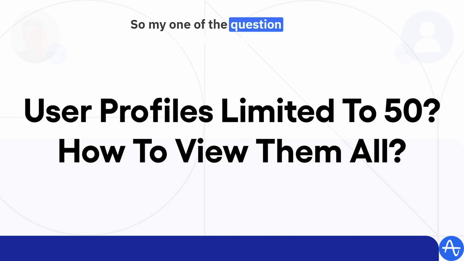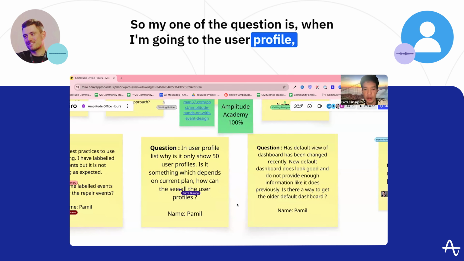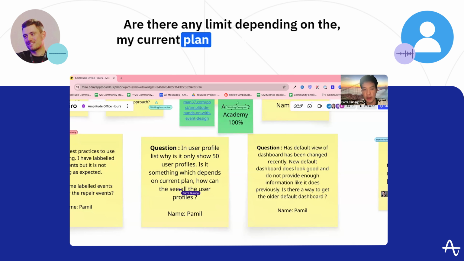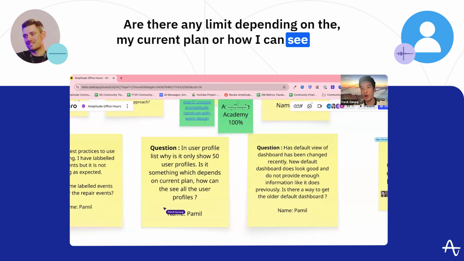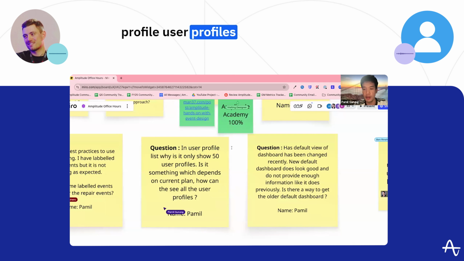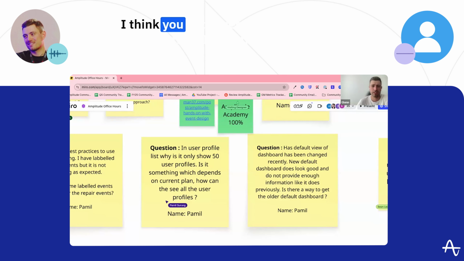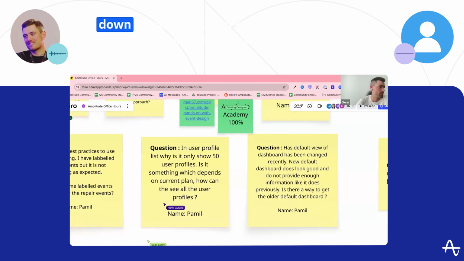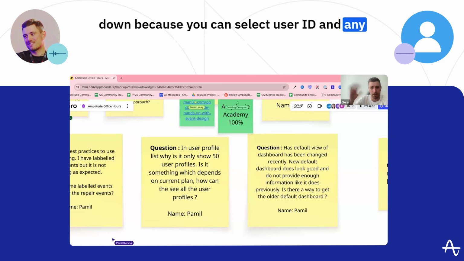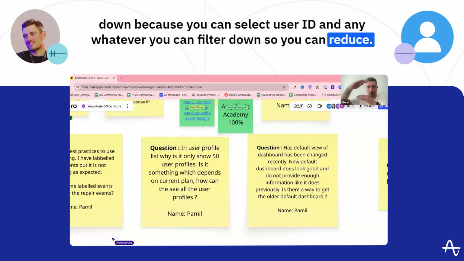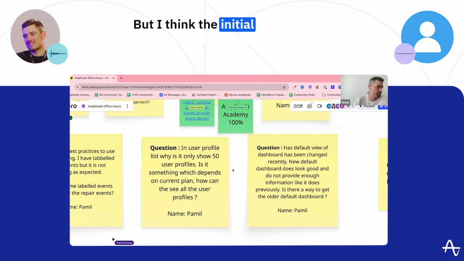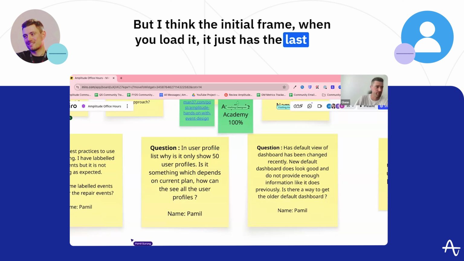One of my questions is, when I'm going to the user profile, I'm only seeing 50 profiles, right? Are there any limits depending on my current plan, or how can I see all the user profiles in Amplitude? I think you get access to the last 50 or something in the UI, and then you can still filter down, because you can select user ID and whatever, so you can reduce or actually go look for specific user IDs. But I think the initial frame when you load it just has the last 50.